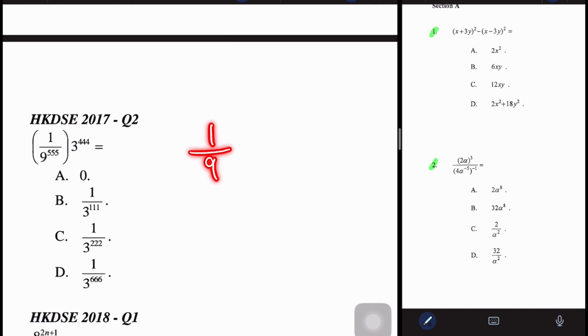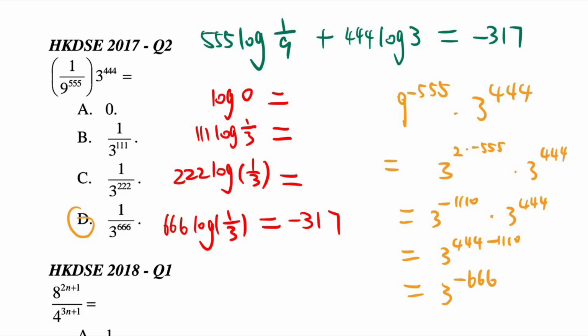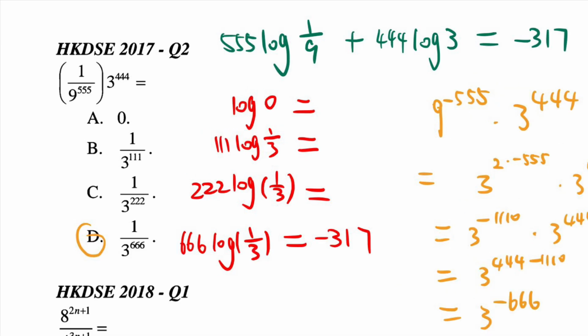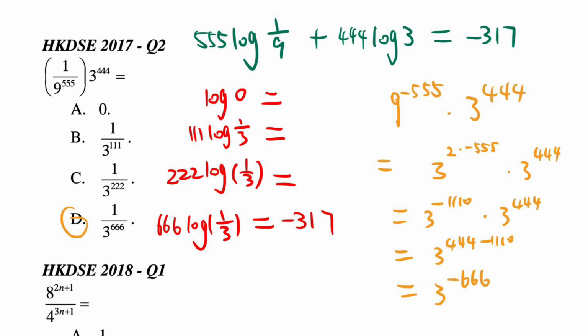Remember that 1 over 9 equals 9 to the power negative 1. So here it is actually 9 to the power negative 555. Okay? So in green color, we use the log method, and in red color, we check with every option. Okay, every option. And in yellow, the answer is the normal way to do it. So you just choose one that you can understand. Okay, you think you can do it.